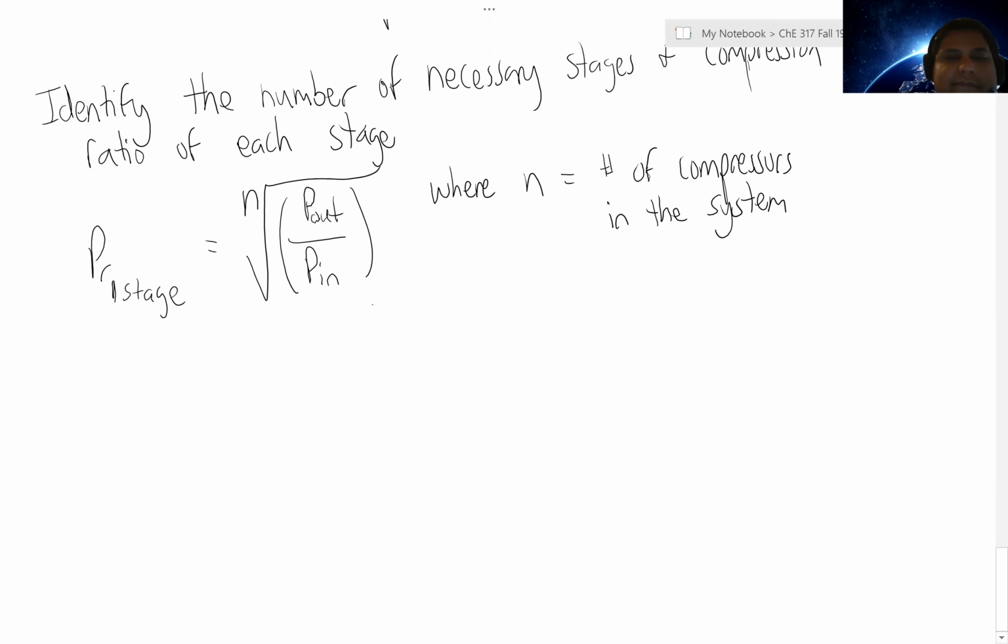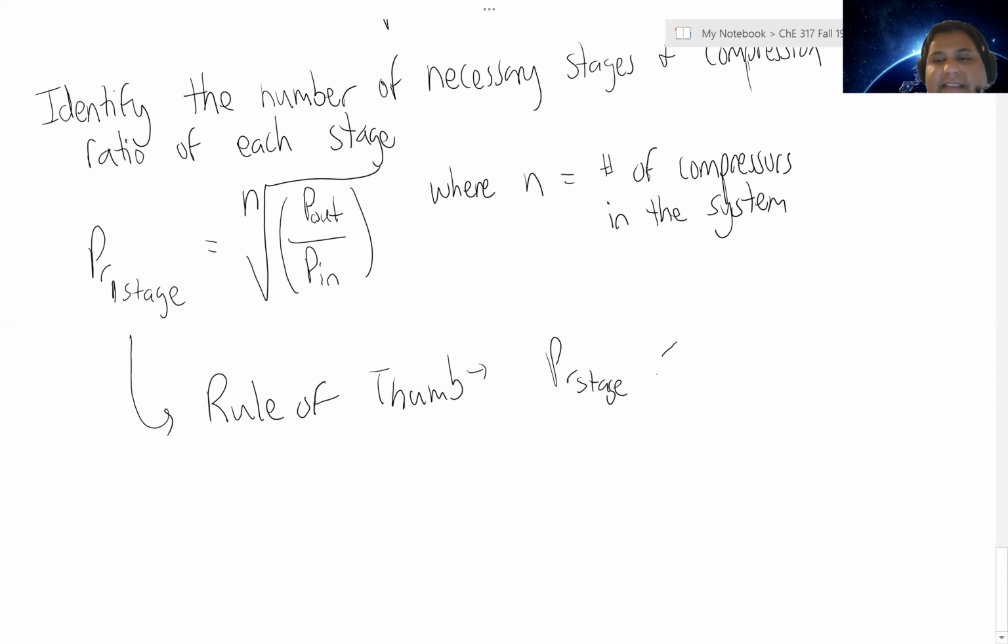And so when it comes to P sub R for a single stage, the rule of thumb is you really want to limit the extent that you compress a fluid in a single stage. So P sub R of a single stage should be less than or equal to 4. When compression ratios are above 4, you start seeing dramatic shifts in the outlet temperatures, which results in a lot of inefficiencies and issues associated with having extremely high temperatures.